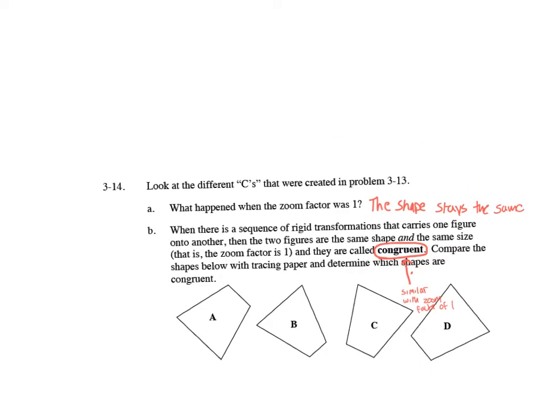It says compare the shapes below with tracing paper and determine which shapes are the same. What you're going to notice if you were to actually do that at home, or if we had tracing paper, is that shape B is not congruent, because all the other ones have the exact same dimensions.